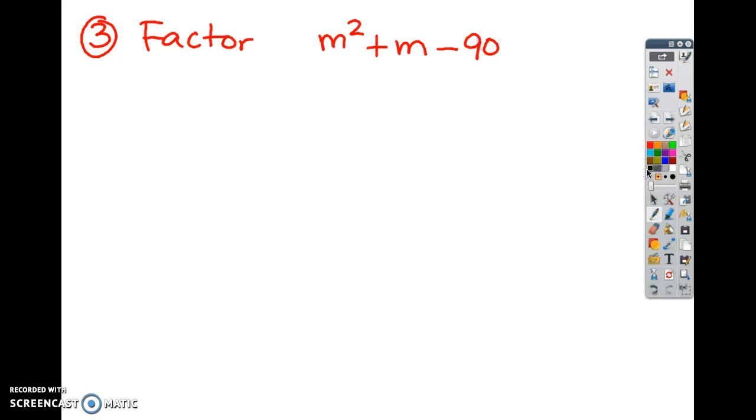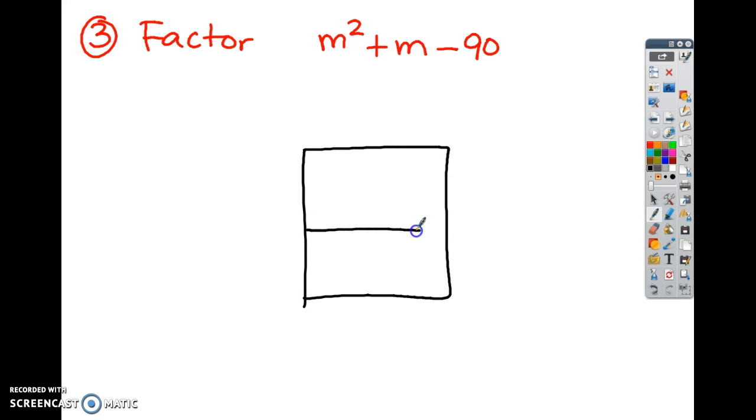So again, we start with the box, and we fill in as much as we can of the box before we start thinking of numbers. So what inside the box do I fill out? The first term and the last term, right? Don't worry about the symbol yet. I mean, we can put it there, but don't worry about the negative yet. Just think of a 90. Just 90, positive 90. I'm going to put m squared here. I'm going to put negative 90 here. But again, don't worry about the negative until the very end.